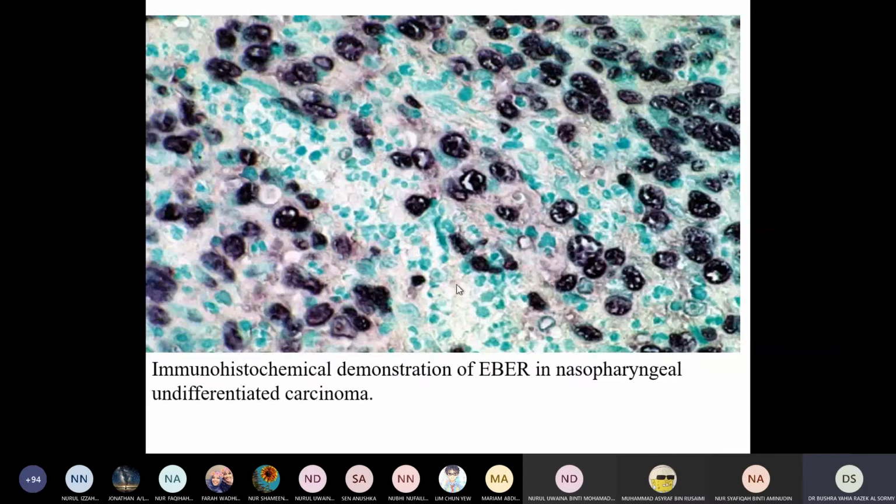So this is immunohistochemistry for EBER. EBER is used to identify Epstein-Barr virus. You can see that these are tumor cells, and they are positive for EBER. That indicates this patient has Epstein-Barr virus infection.